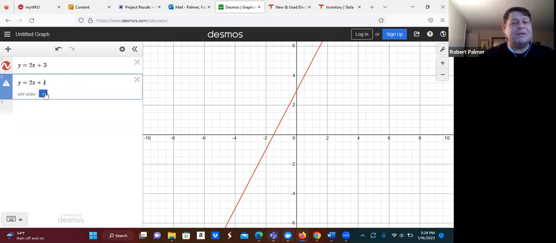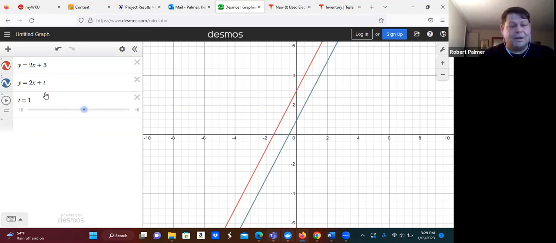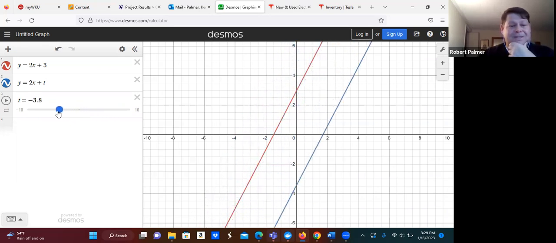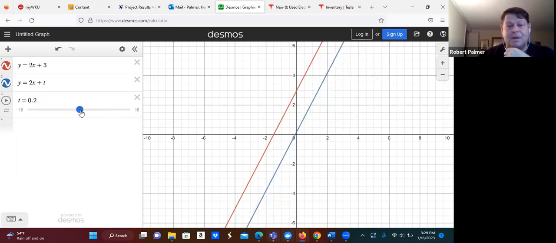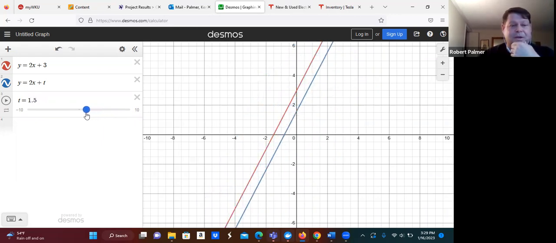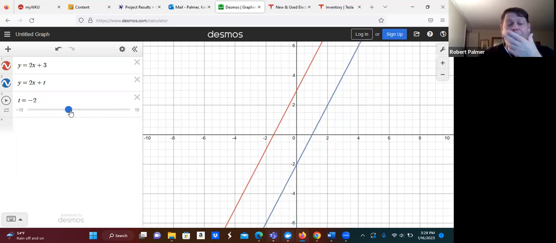You add a slider. What this means is that I can slide t back and forth, and depending on what my t is, that changes the y-intercept of the line. And see, my slope is always the same. I'm always parallel to the original line. These two lines never cross unless they're exactly the same line. If they're exactly the same line, of course they cross, but other than that, they never cross. So these two lines are always parallel to each other.